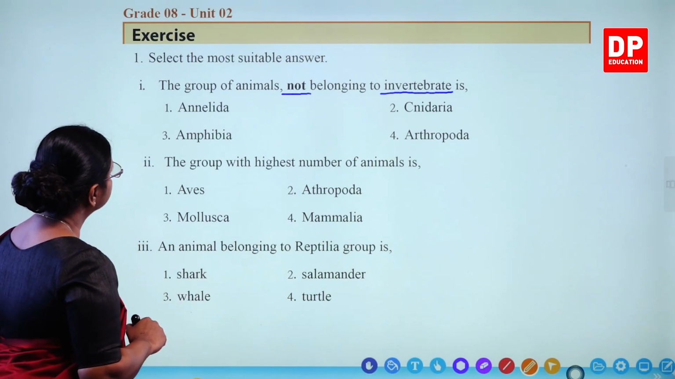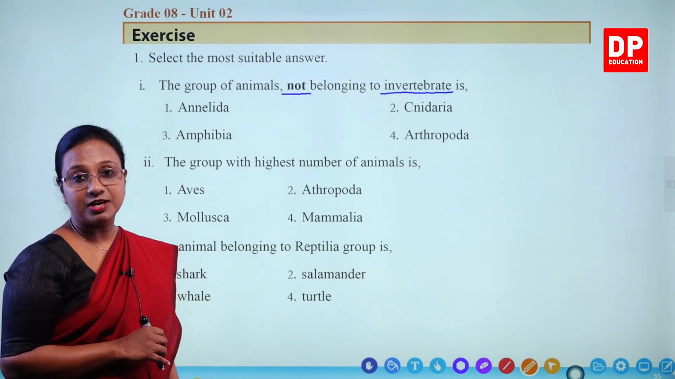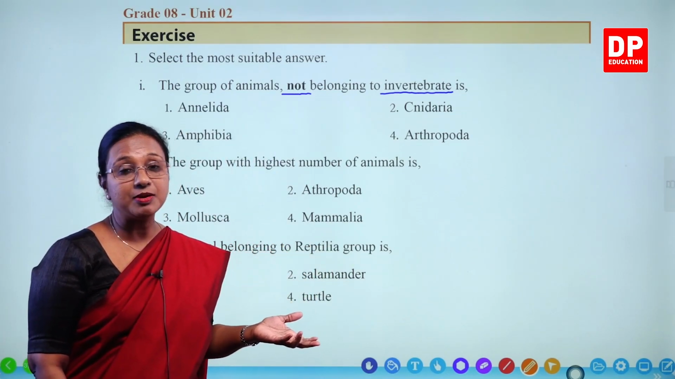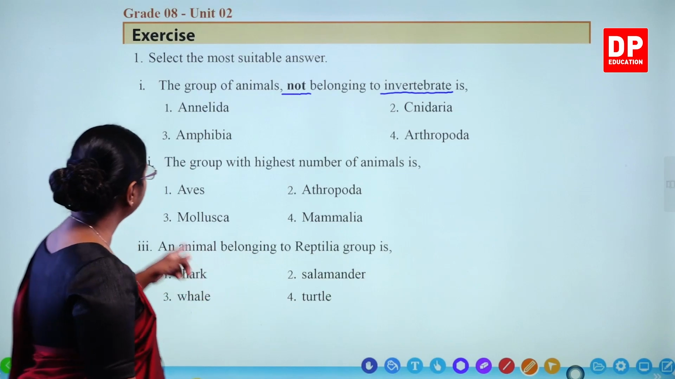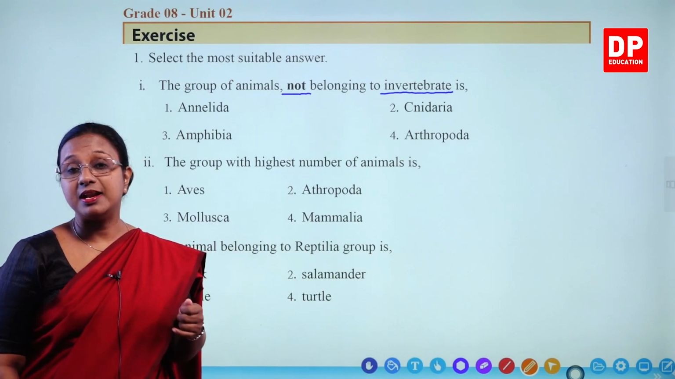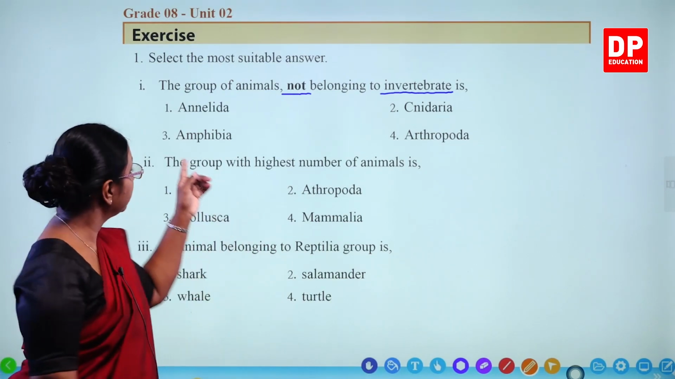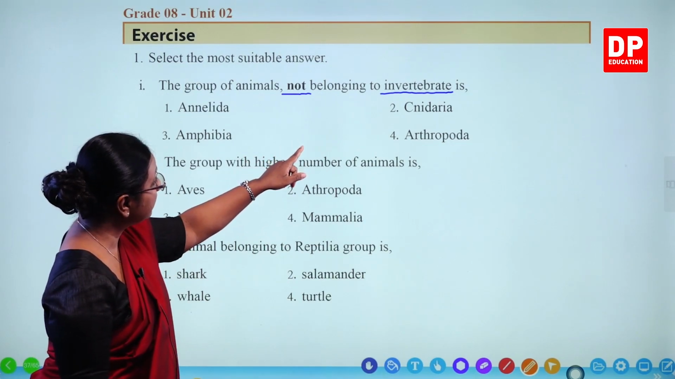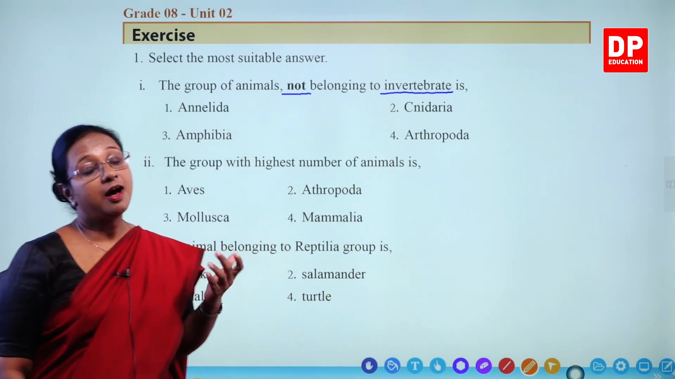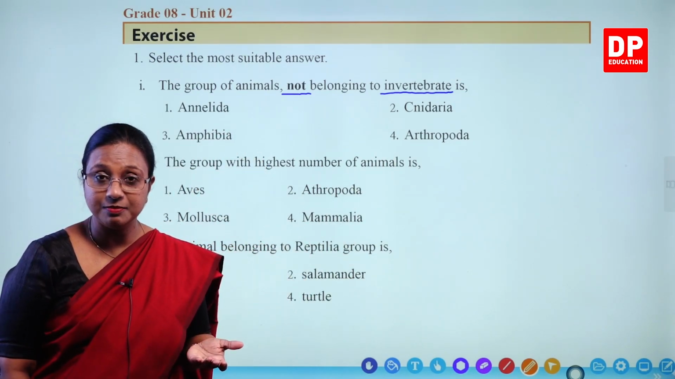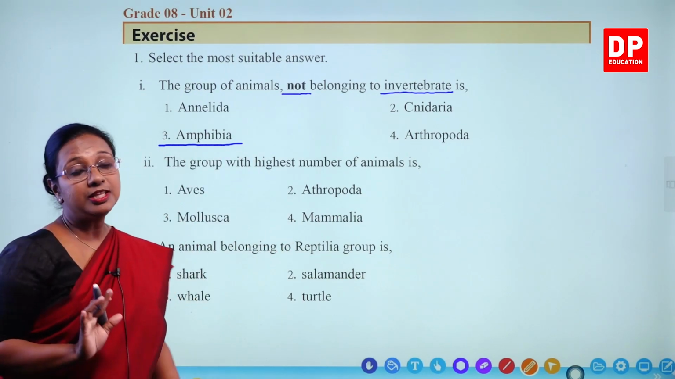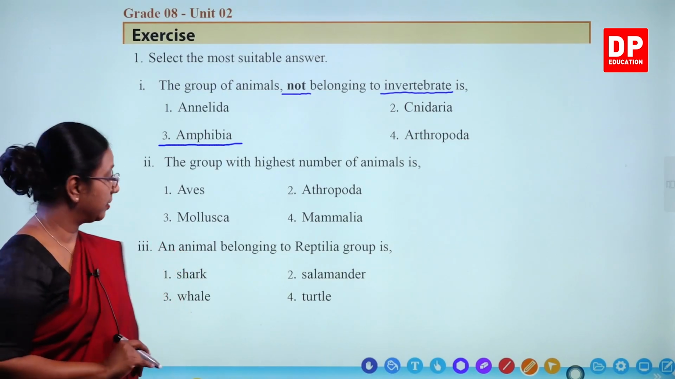We'll look at the answers. So Annelida is an invertebrate. So that's not the answer. What about Cnidaria? Cnidaria also doesn't have a backbone. So it's an invertebrate. Amphibia. Amphibia, the examples you know, toad, frog, salamander, they are all vertebrates. So that has a vertebral column. So it is not an invertebrate. We'll check the fourth answer, Arthropoda. Arthropoda also is an invertebrate. So what is the correct answer? It's Amphibia. You have to read all the answers and select the most suitable one.